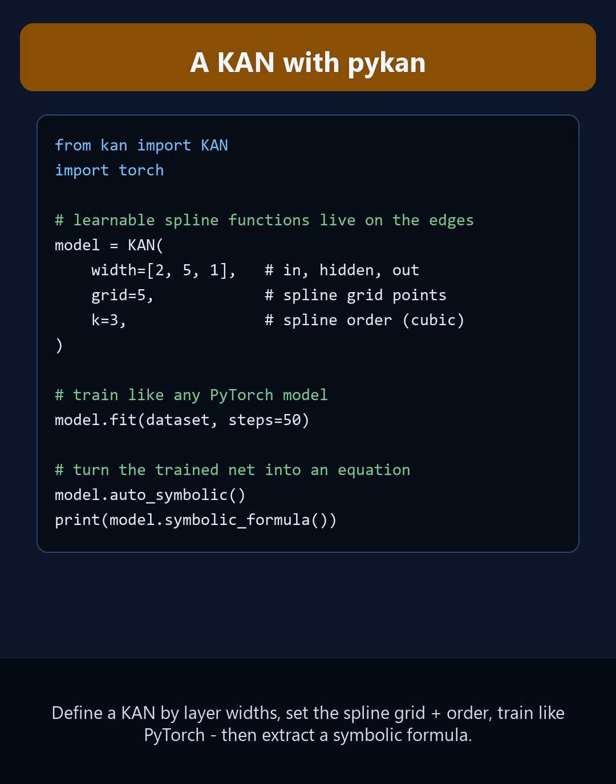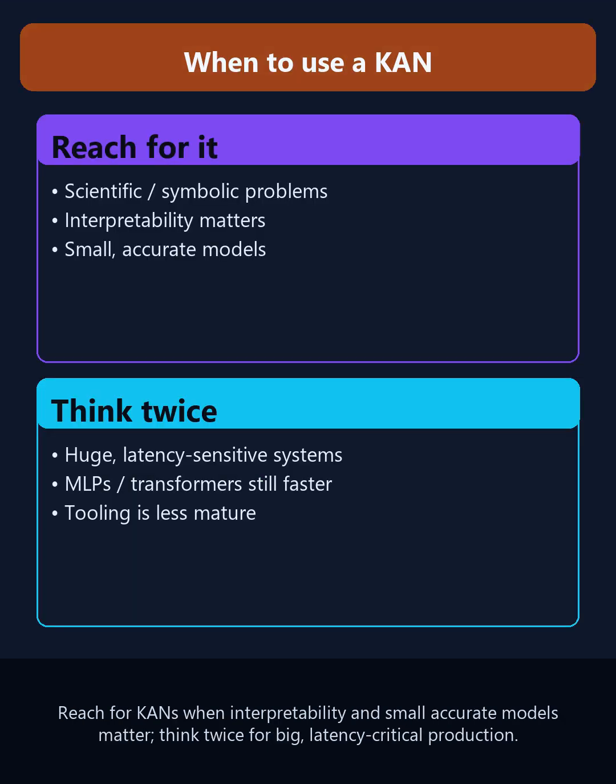In code, the original Python library keeps it simple. You define a KAN by its layer widths, then set the spline grid size and order, which control how flexible each edge curve can be. You train it like any PyTorch model. And uniquely, you can call auto-symbolic to extract a clean mathematical formula from the network, turning your trained model into readable math. So, when should you reach for a KAN?